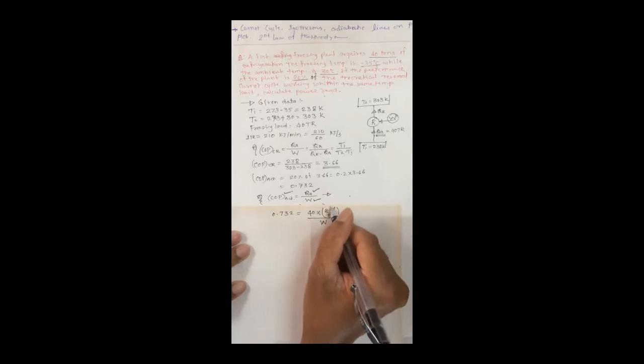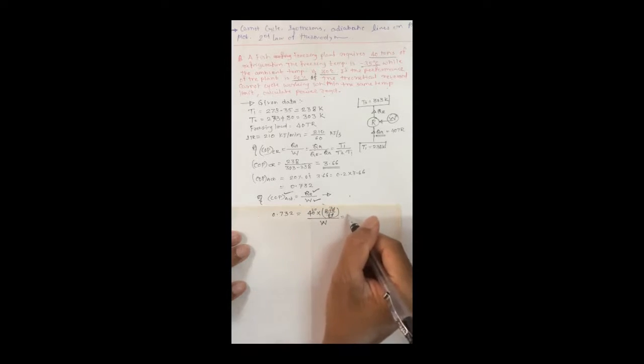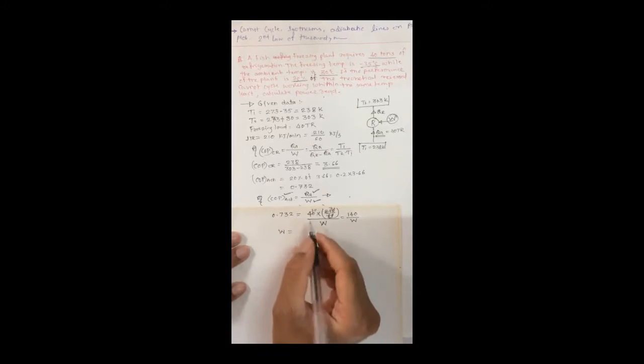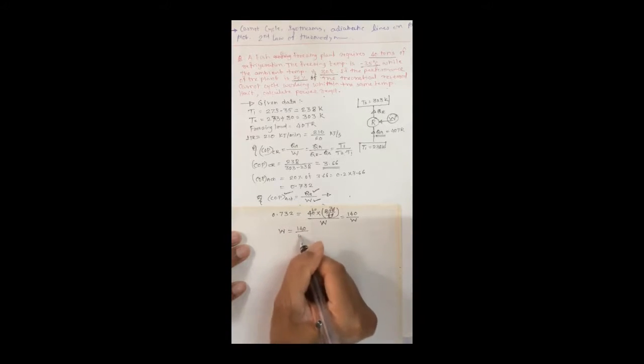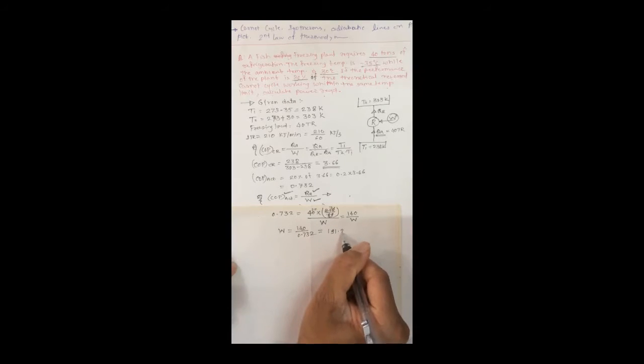It will be 140 upon W. Again, we keep W on the left hand side, so W is 140 upon 0.732, which is 191.25 kilowatt. Okay, this is the answer.